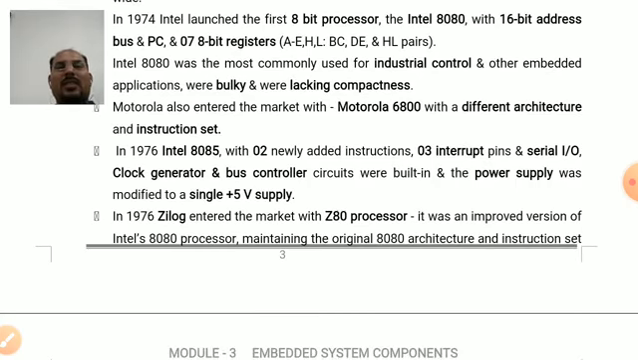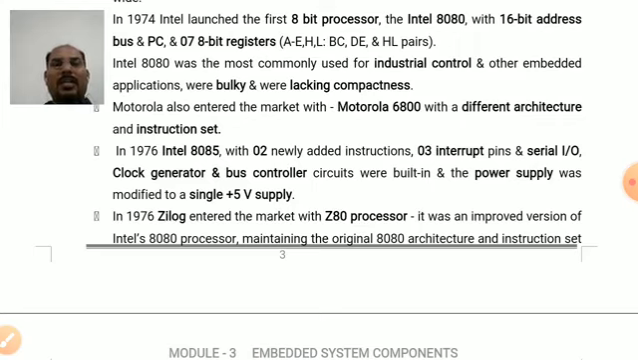instruction set. In 1976, Intel again came back with a microprocessor called 8085 with two newly added instructions, three interrupt pins and one serial input or output port. It also had a clock generator and bus controller, and the power supply was modified to a single 5 volt supply.